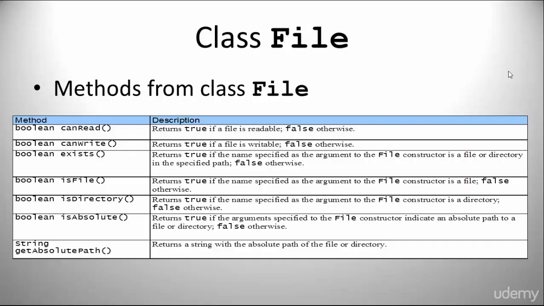Boolean isAbsolute returns true if the arguments specified to the File constructor indicate an absolute path to a file or directory. If not, it will return false. String getAbsolutePath returns a string with the absolute path of the file or directory.